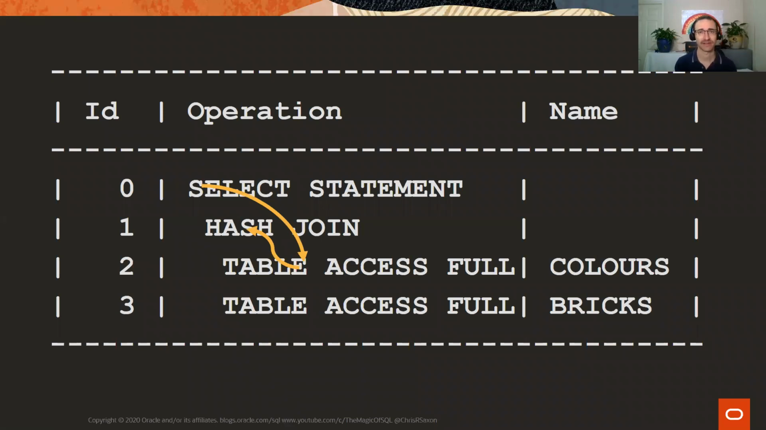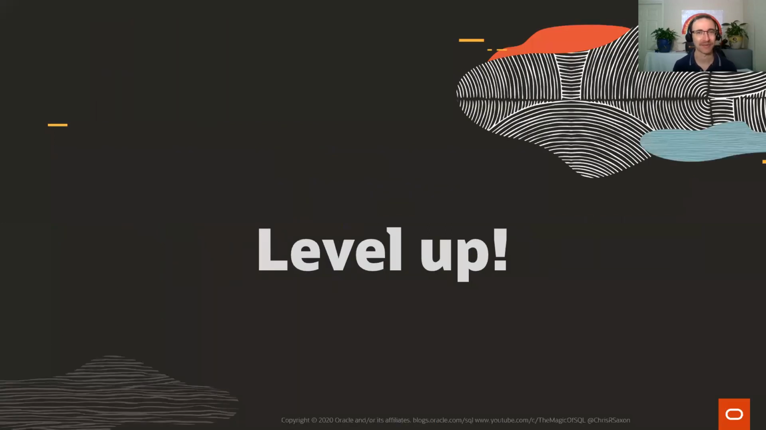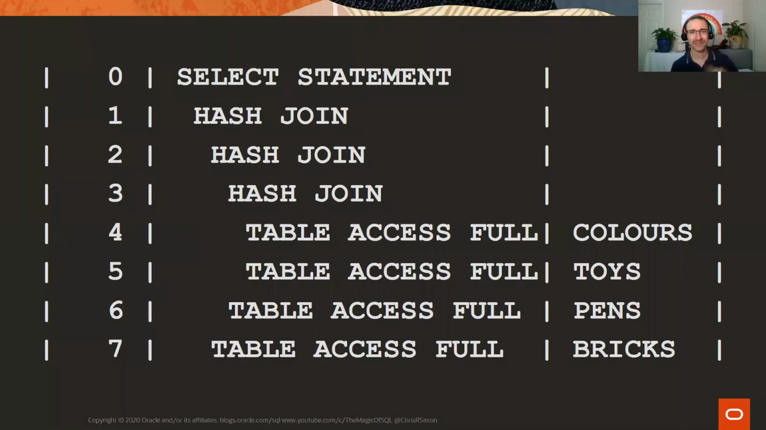Well, that's the full scan of the bricks table. Read those rows, pass them up to its parent. At this point, we've read all the tables in the plan, so all that's left is to pass the rows up to its select, and we're done. So pretty straightforward, nice and easy to break us in. Let's level it up a little bit. Let's go for a 4-table join.